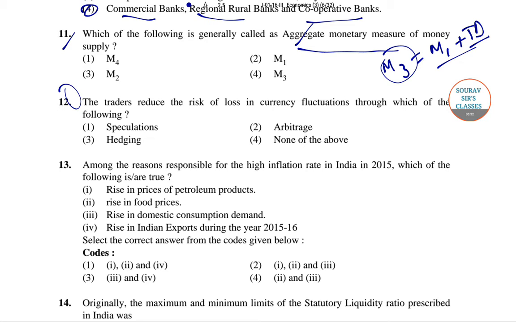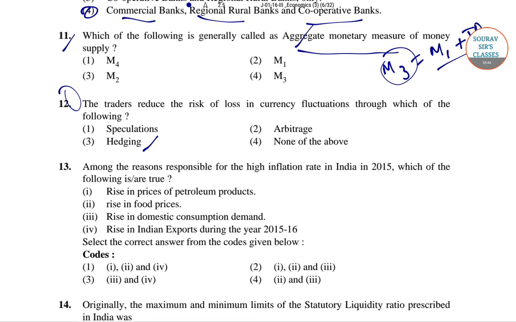In question number 12, it is given that traders reduce the risk of loss in currency fluctuation through which of the following. So we know traders reduce the risk of loss in currency fluctuation through hedging. So protection of hedging. So 12 is option 3. Now we'll go to question number 13.